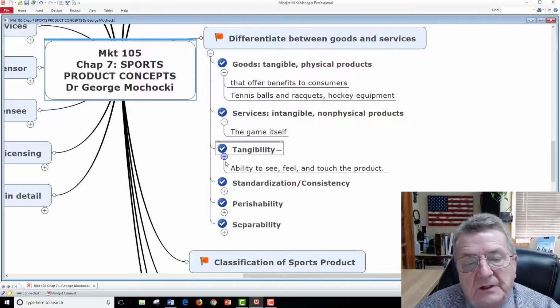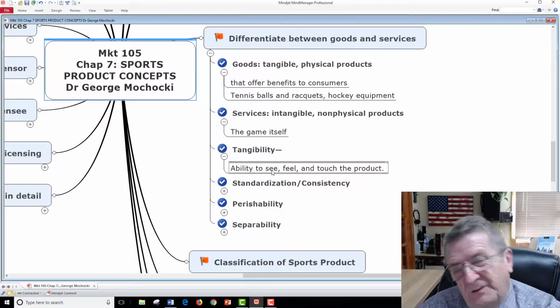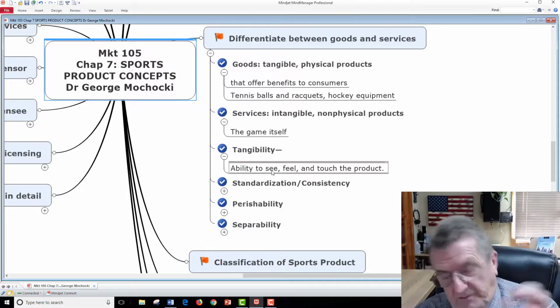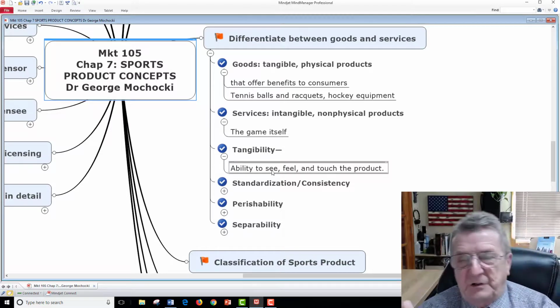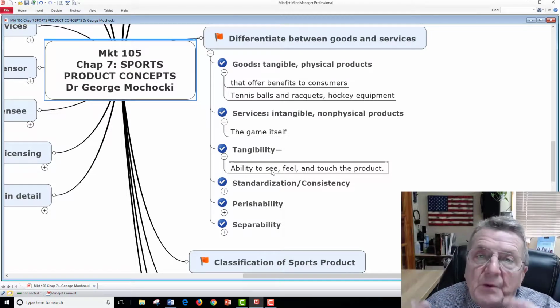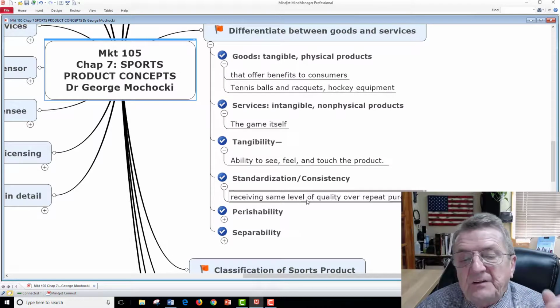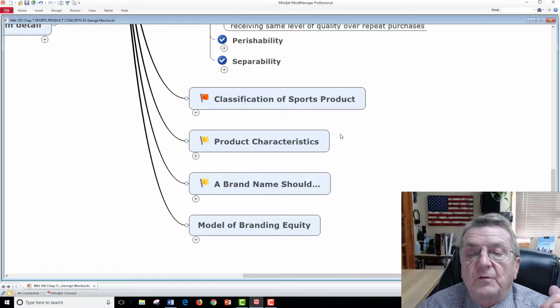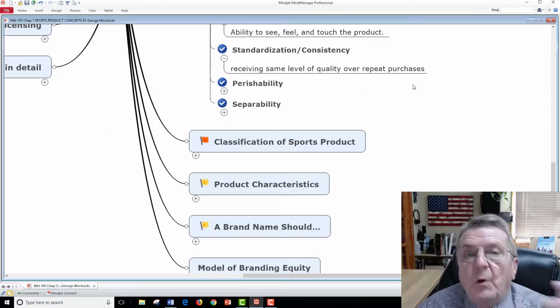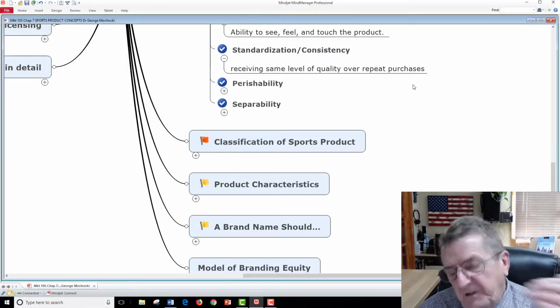Now, tangibility: the ability to see, feel, touch the product, right? So if you're buying some kind of melons or anything else, I see people going, this is a good one. How the heck do I know? I'm from the city. Yeah, it looks kind of good. I think so, but after a while, maybe, I don't know. But some people are more intuitive on those. Okay, standardization and consistency: receiving the same level of quality over repeated purchases. I'm always greeted nicely. I always use the example, if they mess up my haircut, would I come back? Most guys, I'm not sure.